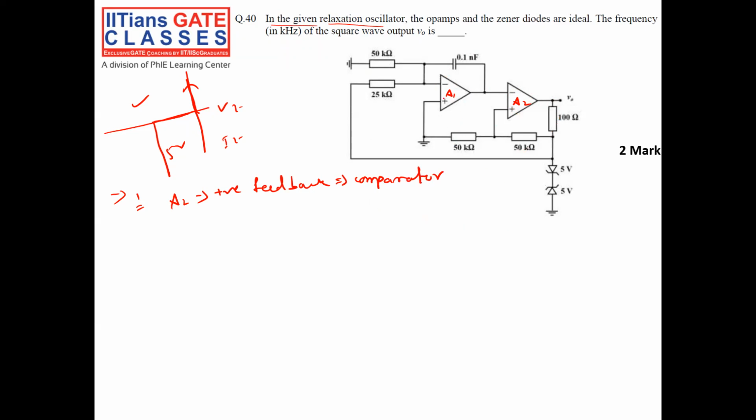Second thing is A1. Since the output goes to the negative terminal, there is a feedback, so it is negative feedback. So it obeys a principle called virtual ground. This much you know. And whenever an op-amp is a comparator, the output can be either plus Vsat or minus Vsat. When V positive is greater than V negative, the output is plus Vsat, and whenever V positive is less than V negative, the output will be minus Vsat. So this much we know till now.